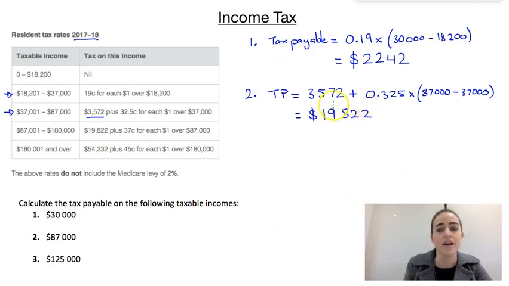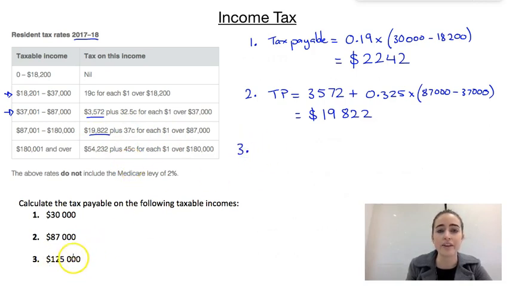$19,822. Now, what's interesting about that number is that's actually this number here. That's the base amount for our next tax bracket. So that's how they've calculated that amount in the table. If you're right at the top of this bracket here, this is how much you'd be paying. So that's your base amount. And then for any money over that, you're paying a little bit extra for every dollar you earn. So let's have a look at our last example.